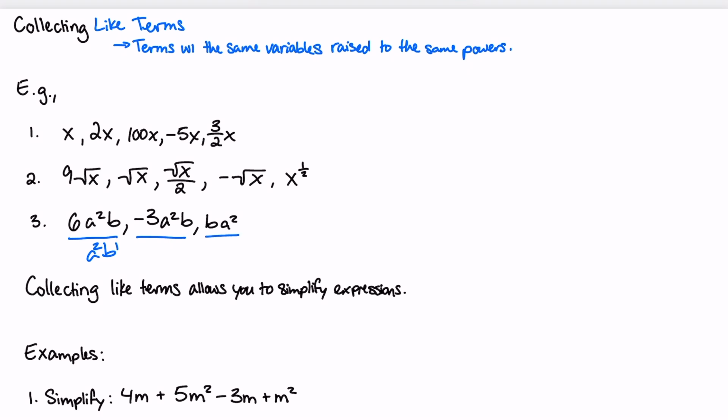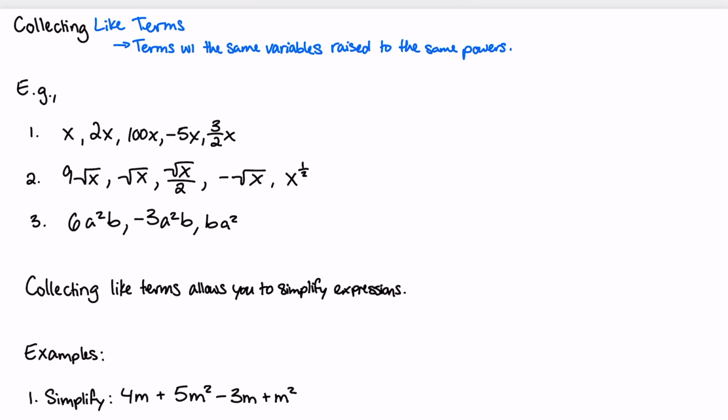This third one over here is a bit mixed up, so it has the b first and then the a squared. But if you remember with multiplication, the order you multiply doesn't affect your product. So because of this property, also known as the commutative property, this is also a like term because it also has an a and a b, where the a is raised to a power of 2 and the b is raised to the power of 1. So all three of these would be like terms.